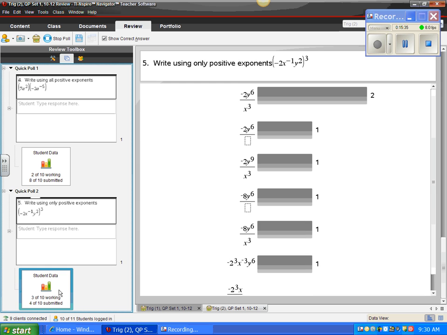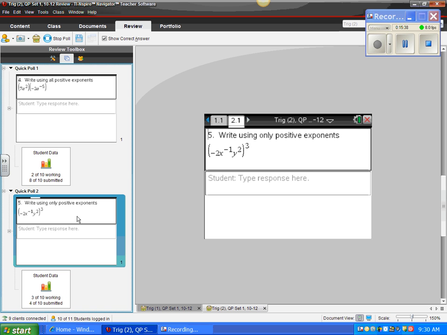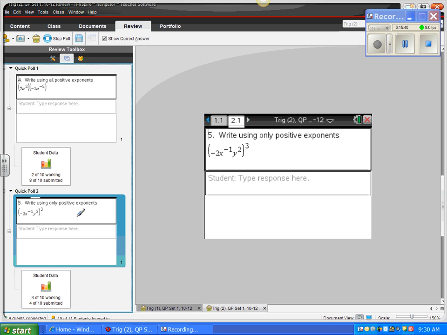Let's talk about how we do it. When you raise a power to a power, you multiply. Okay, so what's the exponent to the negative 2? 1. So you have to make sure that you distribute it to that as well. Negative 2 cubed is negative 8. Very good. And then x to the negative 3, y to the 6th.